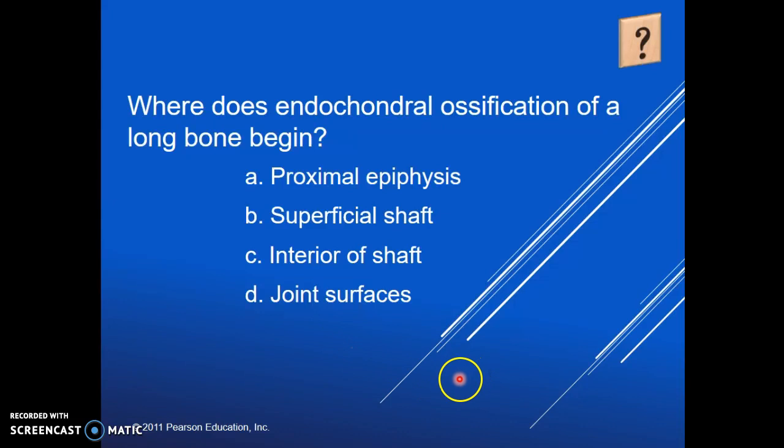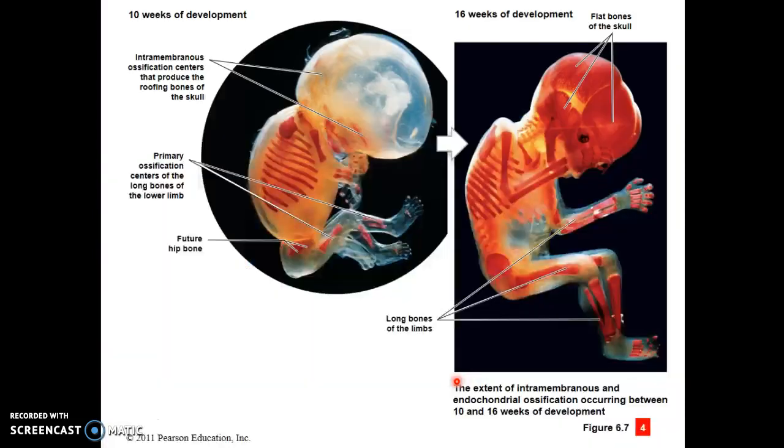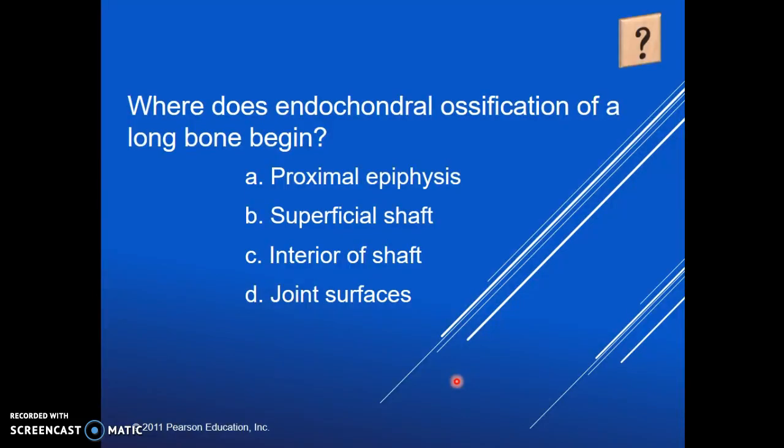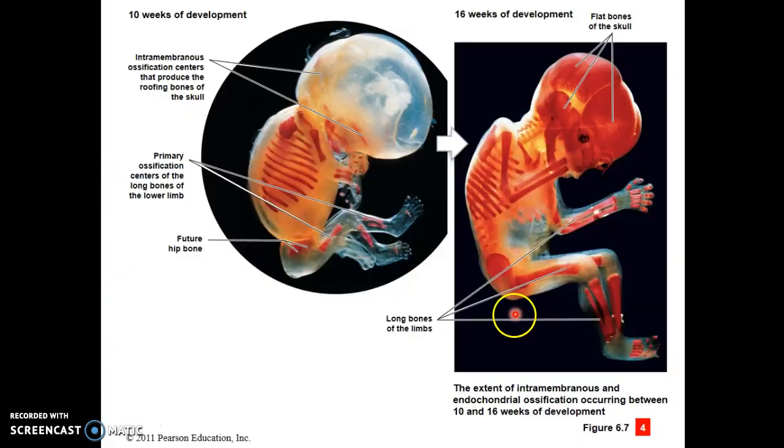Where does endochondral ossification of a long bone begin? That endochondral ossification began at the interior of the shaft. And you can see here a fetus, 10 weeks versus 16 weeks.